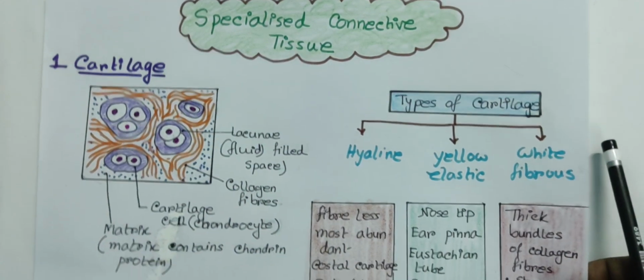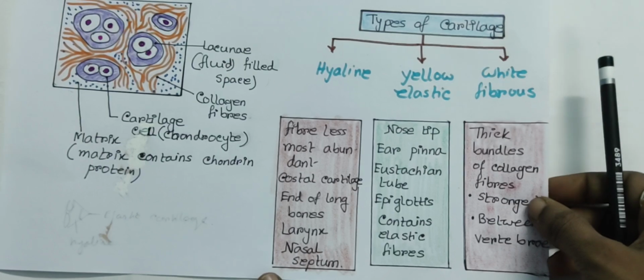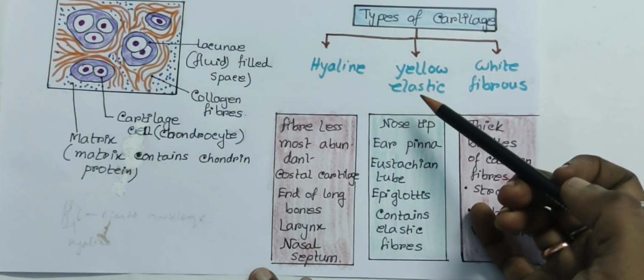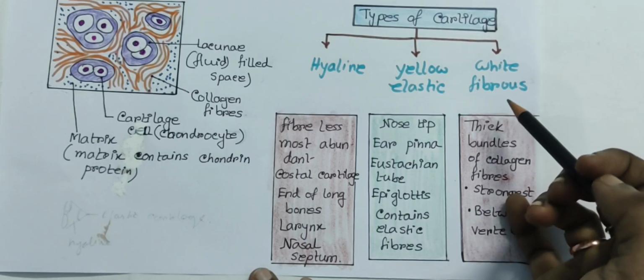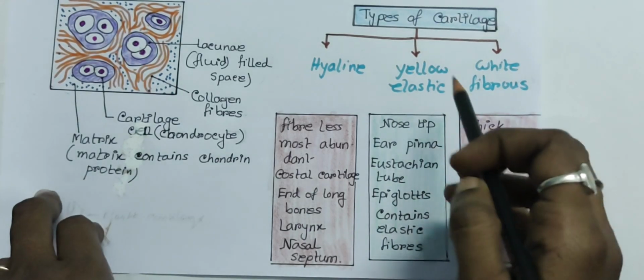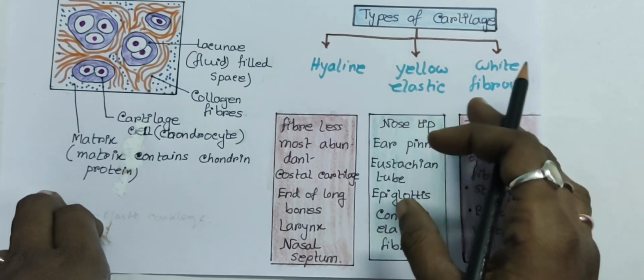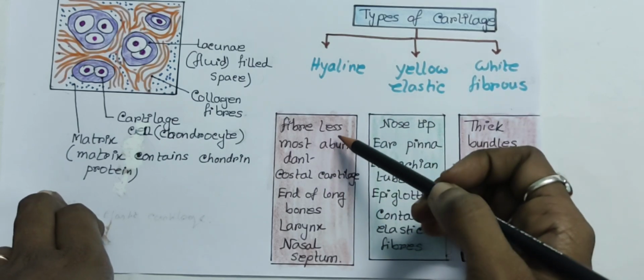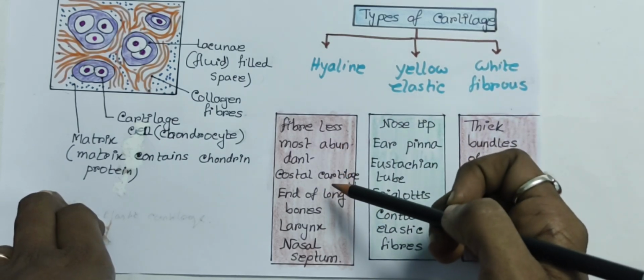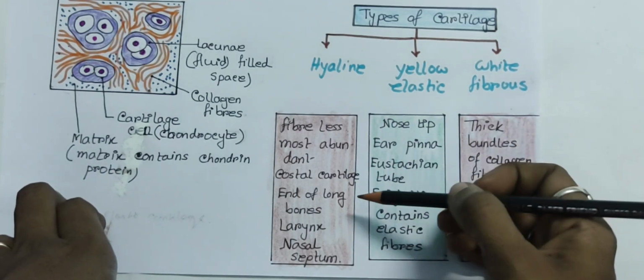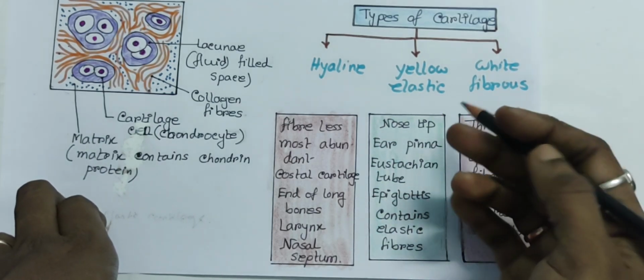Now come to the types. There are three types of cartilages: hyaline cartilage, yellow elastic cartilage, and white fibrous cartilage. Hyaline cartilage is the most abundant cartilage. It's fiberless, most abundant, and is found generally in our rib cage, costal cartilage, at the end of the long bones, larynx, nasal septum.